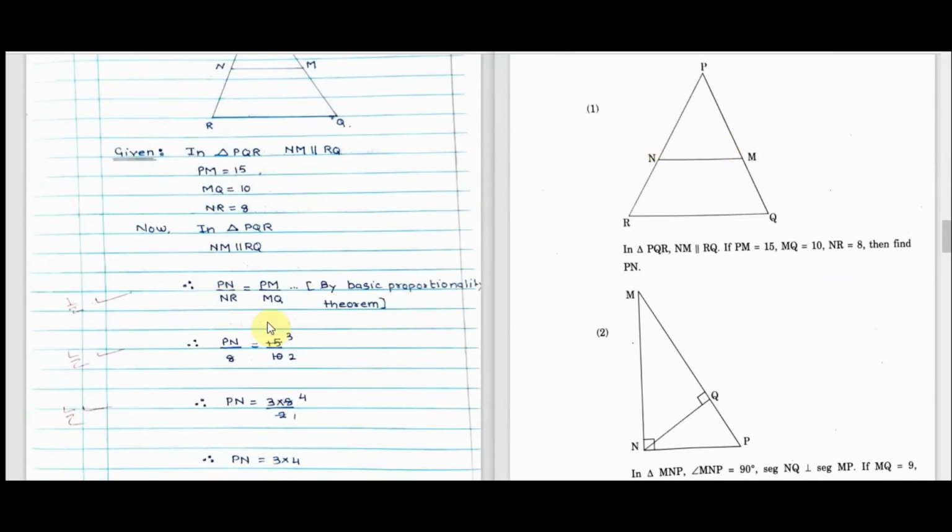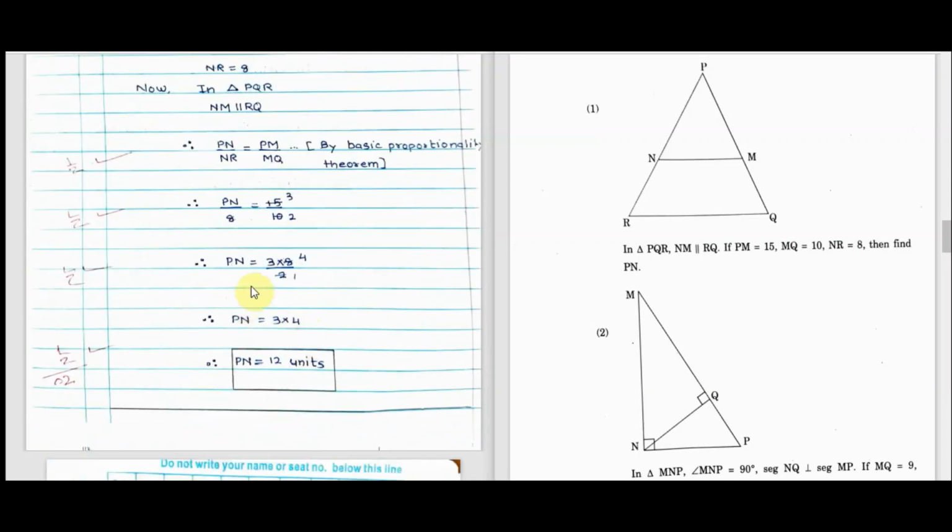Okay, now for writing the ratio you will get half mark, for writing and substituting the values half mark, calculation part half mark, and final answer half mark. Like this you will get 2 marks. Okay, what is the question that I am not explaining? Again I am just giving you the marking scheme.